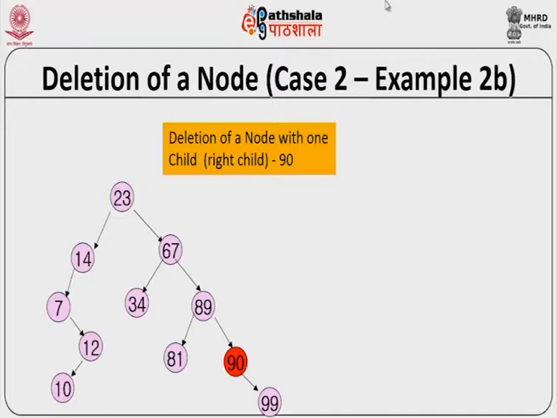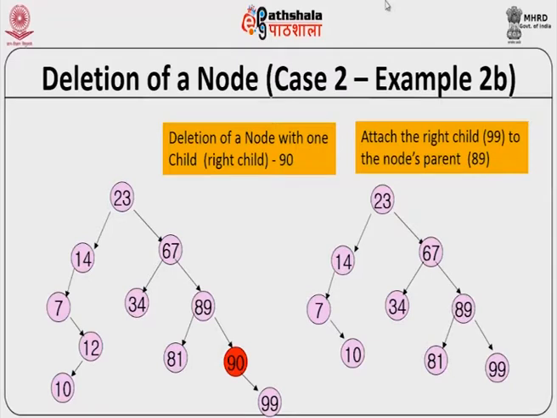Actually there is not much of a difference in what we do, but just to show you the case: deletion of a node with one child, here the right child. The right child here is 90, we want to delete 90, and the child that exists is 99. So, what do we have to do? We have to attach 99 to the parent of 90, which is 89. So, that is what is being done here. We attach the right child 99 to the node's parent as its right child in this case. So, you get 99.